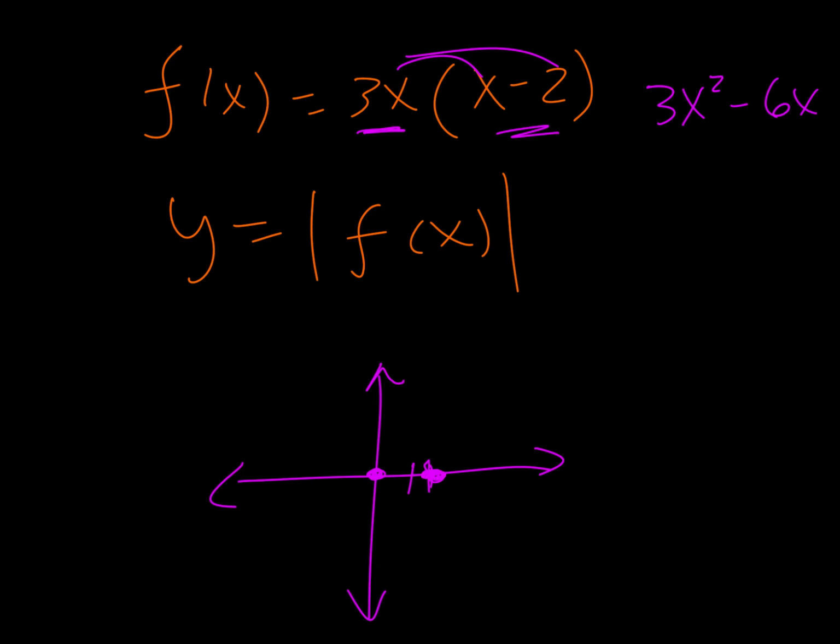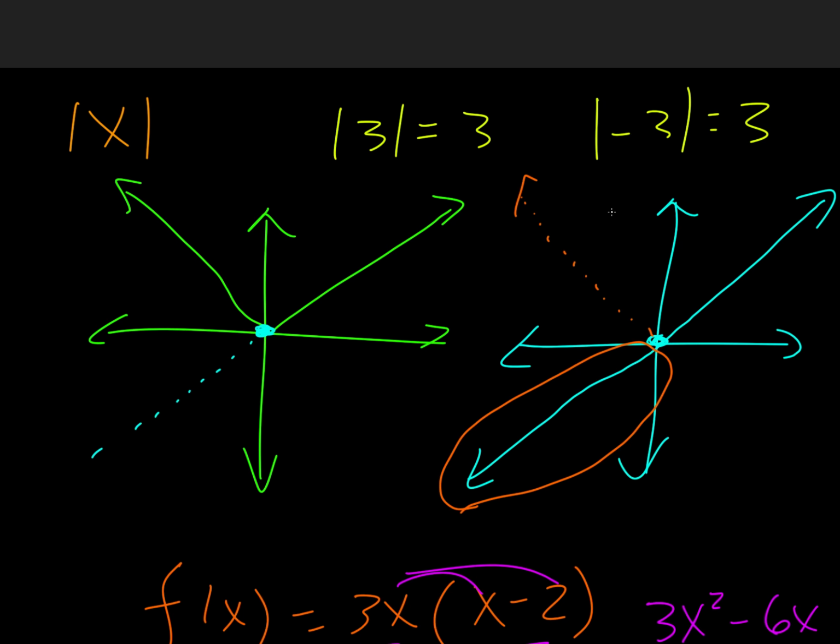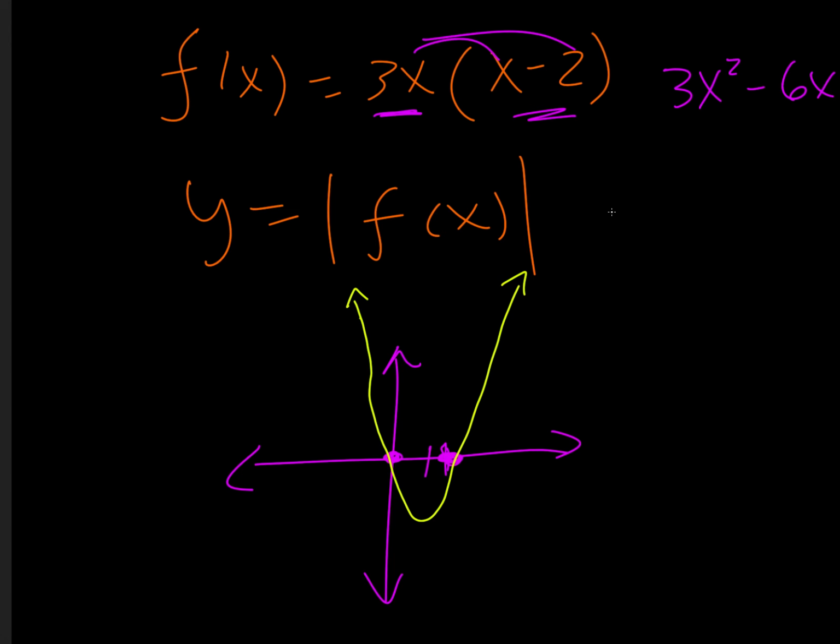Now, if we're gonna graph this, you can use technology or whatever you want. But if we're gonna graph it, it's gonna look like this. Now, just like the absolute value function up here, where it's just absolute value of x. So yellow is the graph of f of x. So here, I'll even just label f of x.